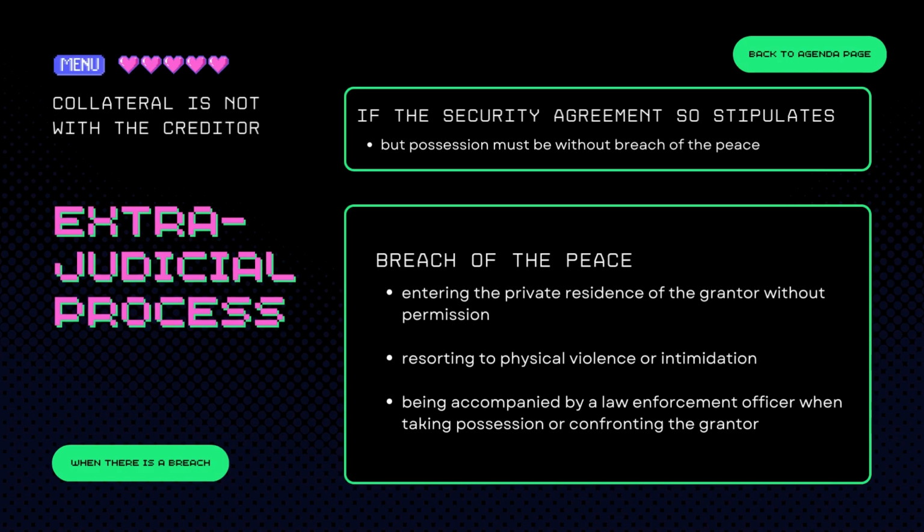Breach of the peace happens when entering the private residence of the grantor is done so without permission. It also includes resorting to physical violence or intimidation and being accompanied by a law enforcement officer when taking possession or confronting the grantor. If any of these happens, then we cannot perform extrajudicial process. In case of breach of peace, we proceed to judicial process.